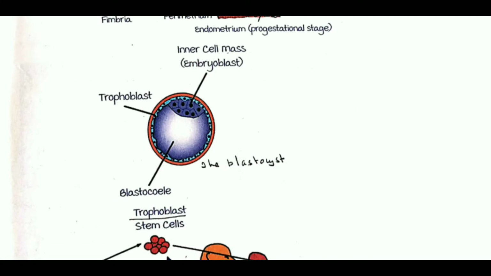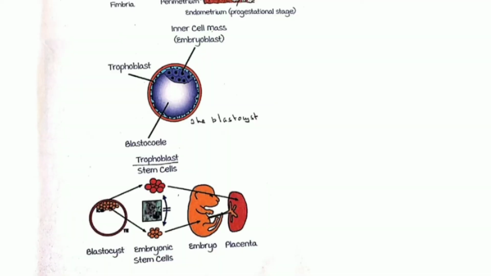So this is a blastocyst. The blastocyst contains the inner cell mass, which is the embryoblast, and the trophoblast, which will form the placenta. Also, because of the uterine fluid entering, there is a cavity formation, which is called the blastocele. Here we can see the blastocyst has an inner cell mass, which forms the embryonic stem cells and the future embryo, and the outer cell mass forming the placenta.